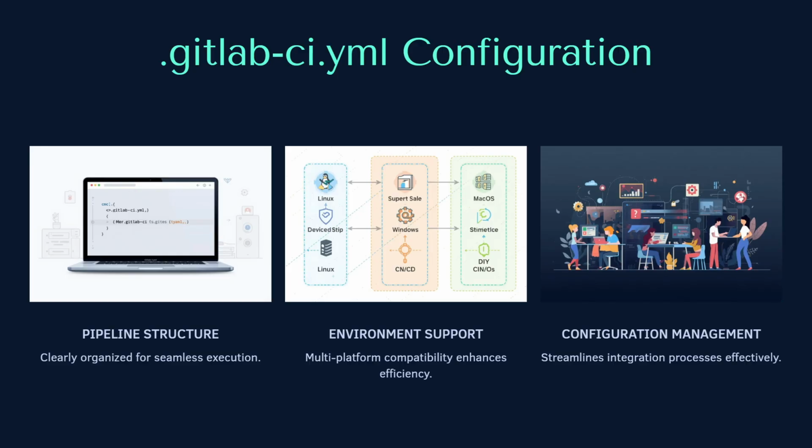Let's walk through a simple sample pipeline. We define a workflow that runs only on main. Then a test job runs in parallel across Linux, Windows, and macOS runners using matrix builds. GitLab spins up three environments, installs dependencies, runs tests, and reports results.